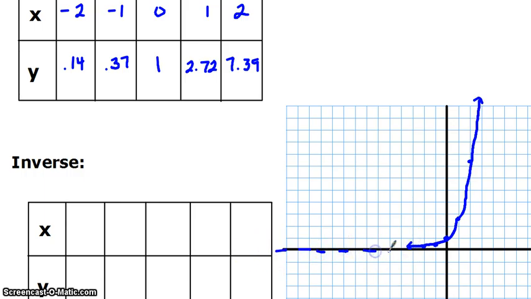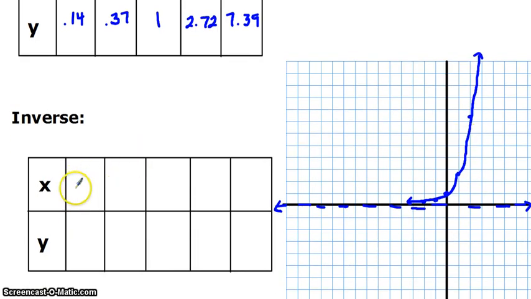So the domain would be all real numbers, negative infinity to positive infinity, and the range would be 0 to positive infinity. All right, with the parentheses because it doesn't actually touch that asymptote. All right, and we also know that the inverse is found by switching x and y. So let me put all my y's here in the x row, and all my x's in the y row.